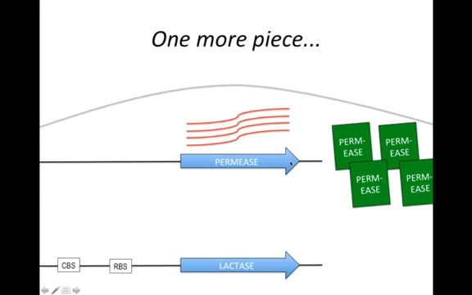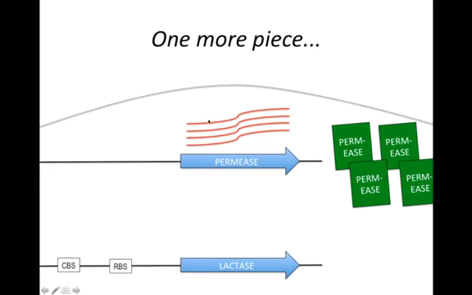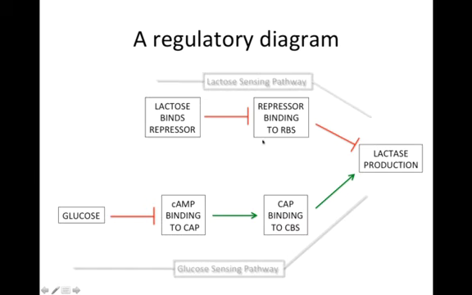Okay, so now we have the lactase gene, we have the CAP gene, we have the repressor gene, and now we have the permease gene, all of them producing different proteins. So what happens here is the permease is on pretty much all the time, and that leads to production of permease protein, which goes to the cell surface and lets the lactose in. And so actually we can add this to our regulatory diagram.